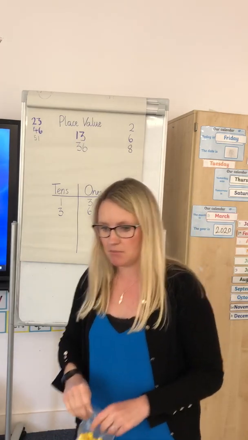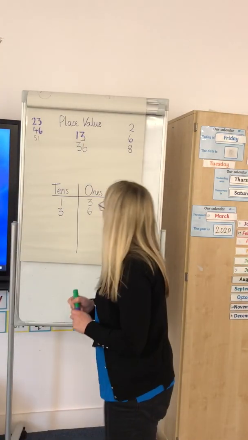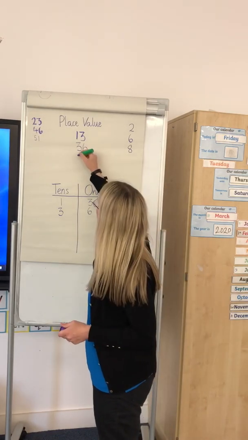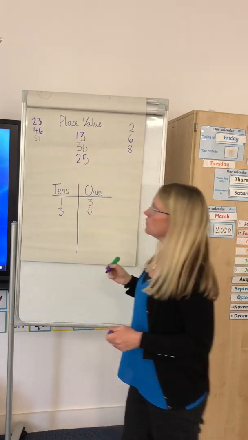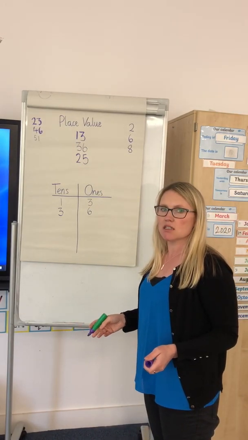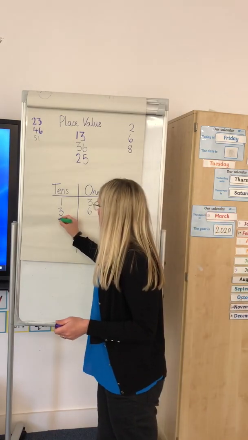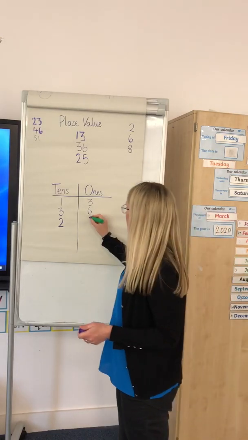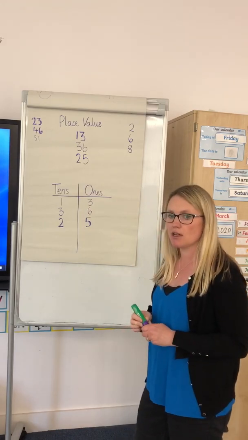Okay, next number. Let's look at the number 25. See if you can have a go at home. How many 10s do you think 25 has? That's right, it has 2 groups of 10. 2 groups of 10. And how many ones? 5 ones. So 2 groups of 10, 5 ones.